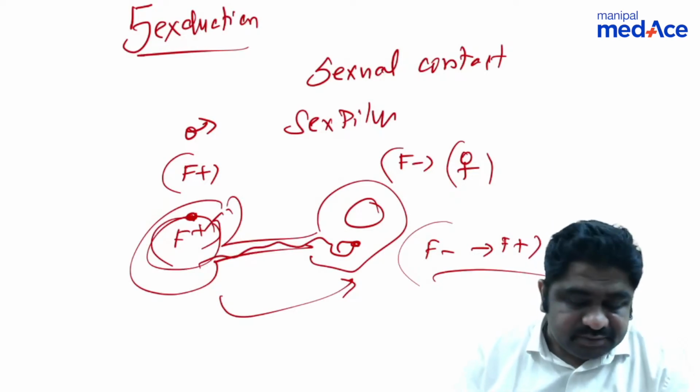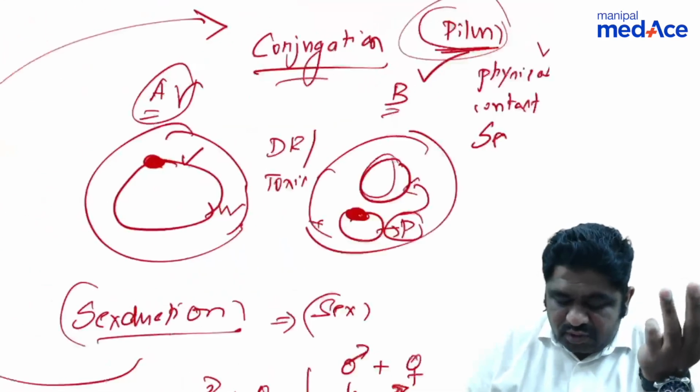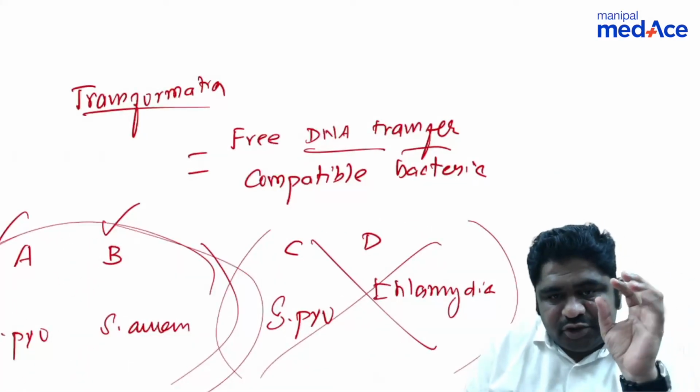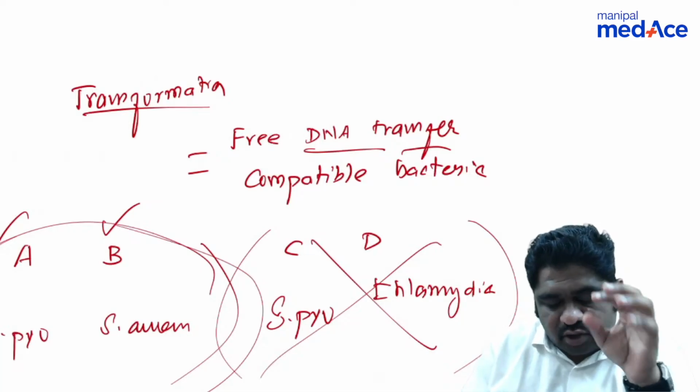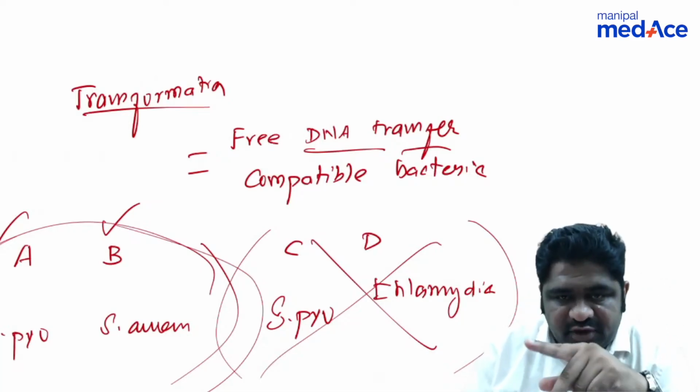Did you understand this? So, I'll summarize this. In case of transduction, information of drug resistance and drug toxicity both comes from organism A and can go to B using a bacteriophage intermediate.